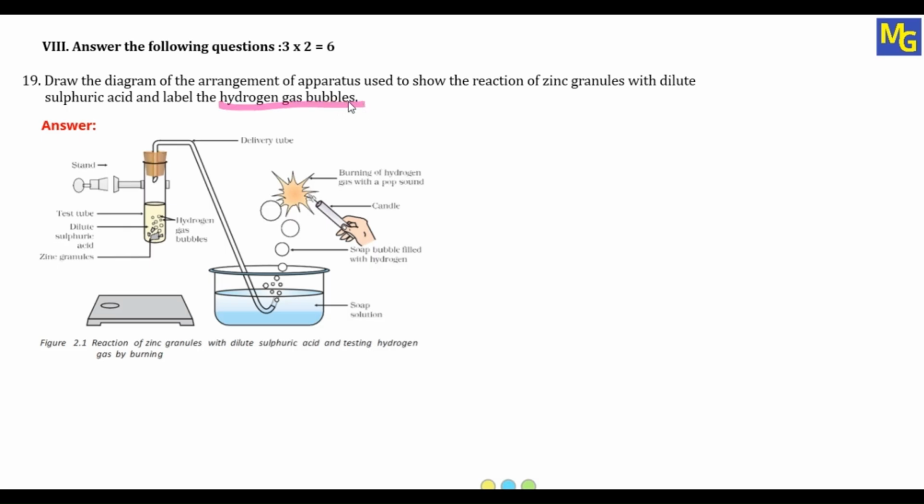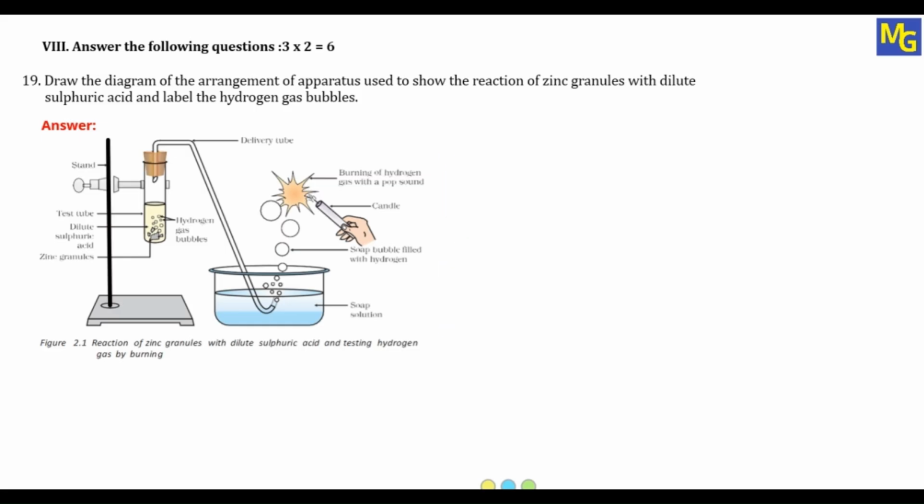So here what we have to do is first draw the diagram of the reaction of zinc granules with dilute H2SO4, that is sulfuric acid, and then we have to label the hydrogen gas bubbles. So this is the diagram which is from your NCERT book. I hope you know this. This diagram is very important. Many times this diagram has been repeated, so you have to practice this diagram.